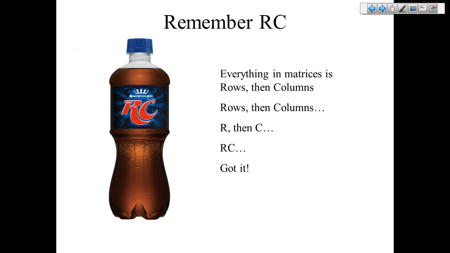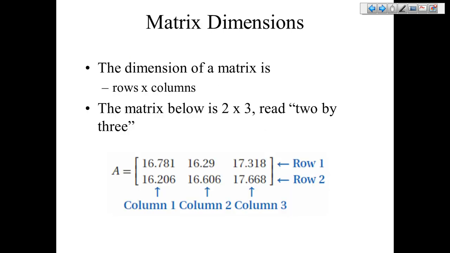Now that brings me up to a fairly important thing. I want you to remember RC all the time when we're talking about matrices. Everything in matrices is rows, then columns. Rows, then columns. RC, just like the cola, okay? Alright, now, the dimension of a matrix is literally how big it is. It's the number of rows by the number of columns. So the matrix below is read to be a 2 by 3 matrix.